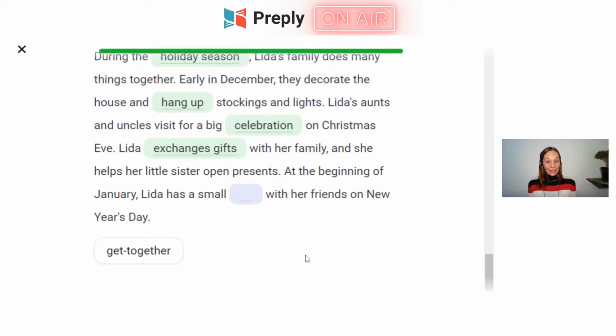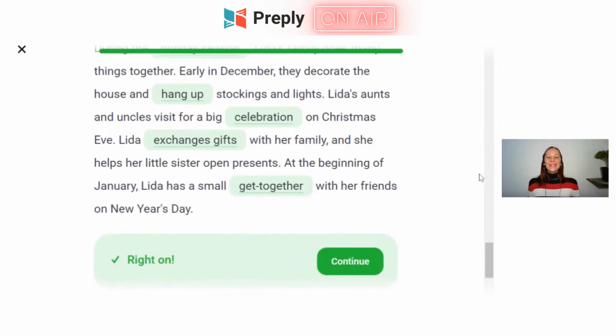At the beginning of January, Leader has a small something with her friends on New Year's Day. So of course, because it is smaller, it is going to be a get together. So well done on completing this vocabulary exercise with me. We are now going to move over to our next exercise, which is going to allow us the chance to identify some of the mistakes that may have been made with the vocabulary that we learned this evening.